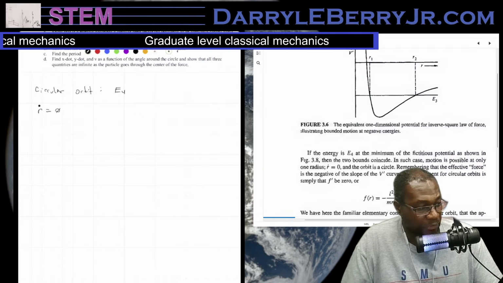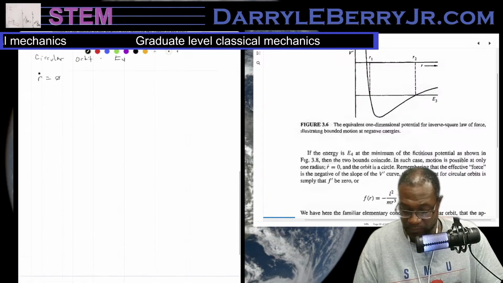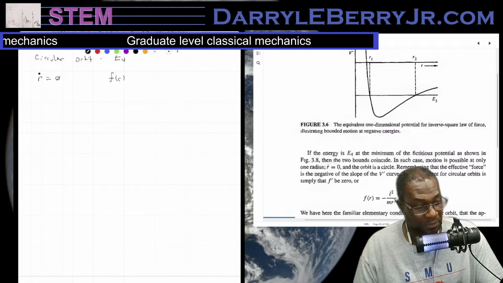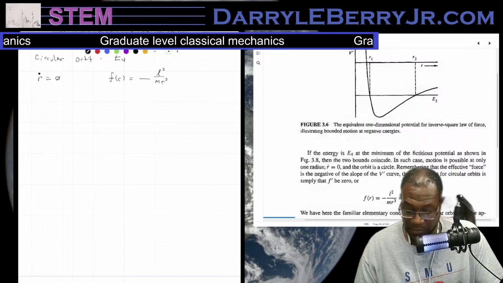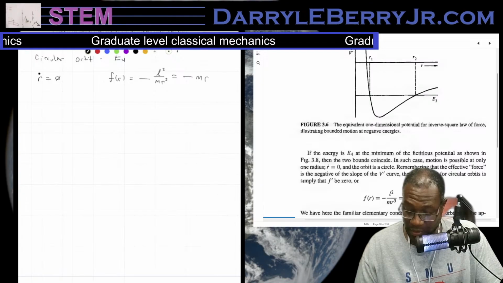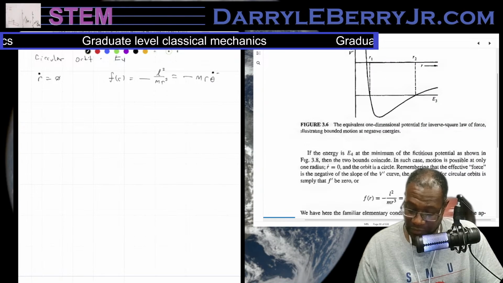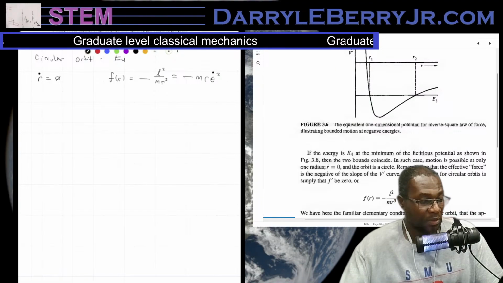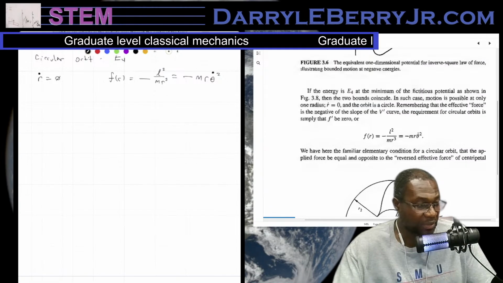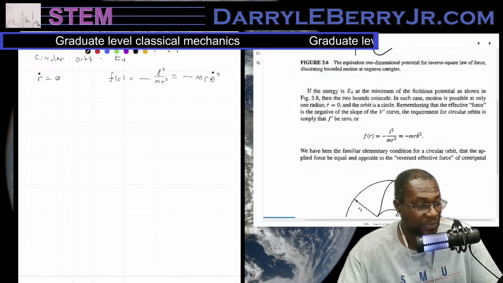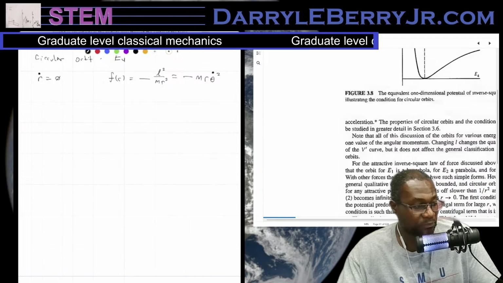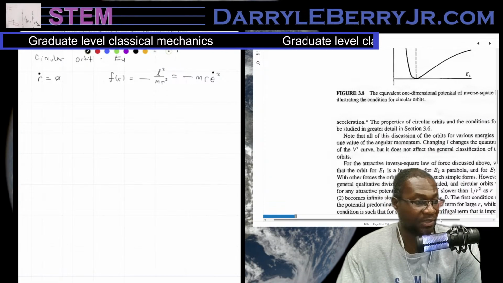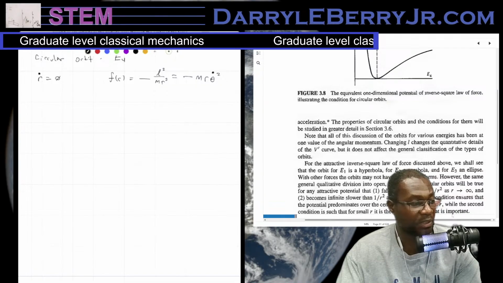What holds for circular orbits is simply that f prime be 0, or f(r) equals negative L squared over m r cubed, which equals negative m r theta dot squared. We have here the familiar elementary condition for a circular orbit, that the applied force be equal and opposite to the reverse effective force of centripetal acceleration. Properties of circular orbits and the conditions for them will be studied in greater detail in section 3.6.